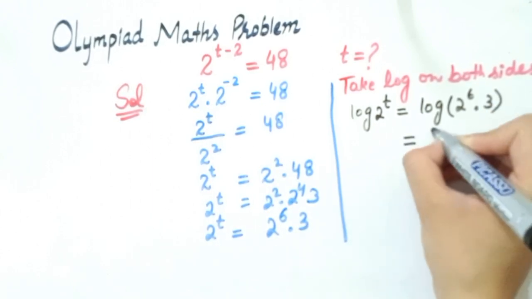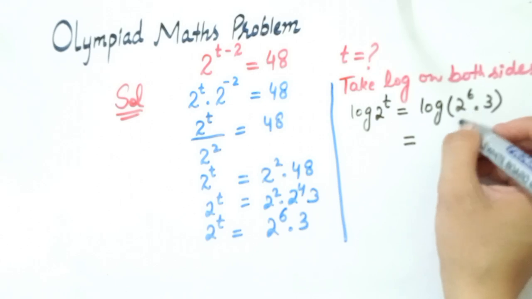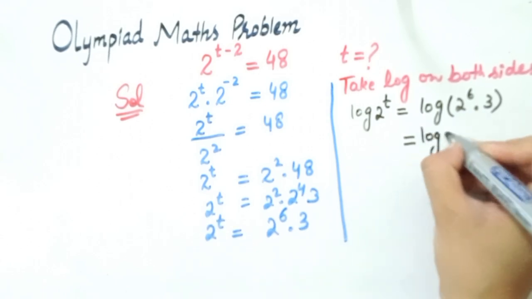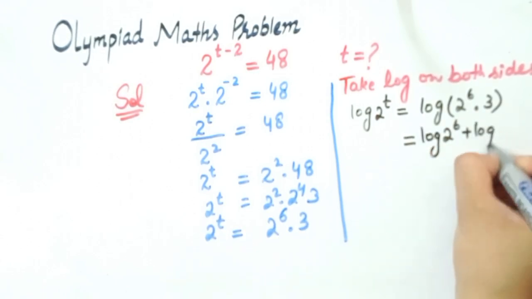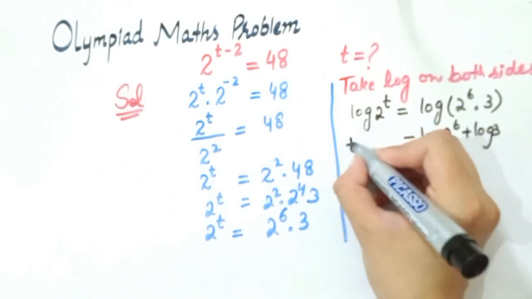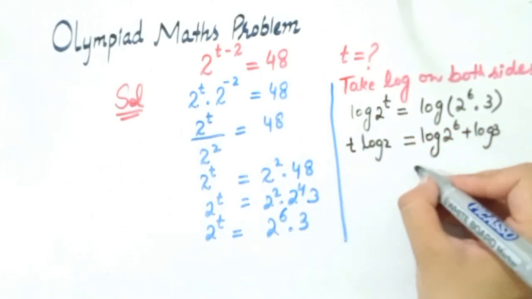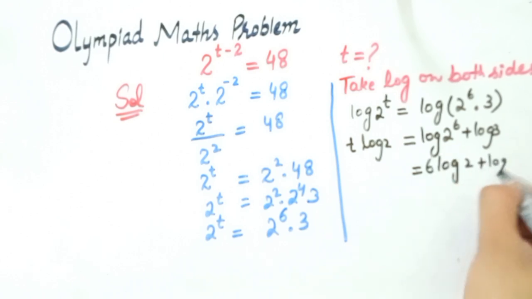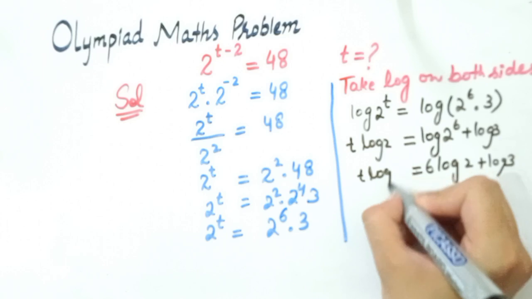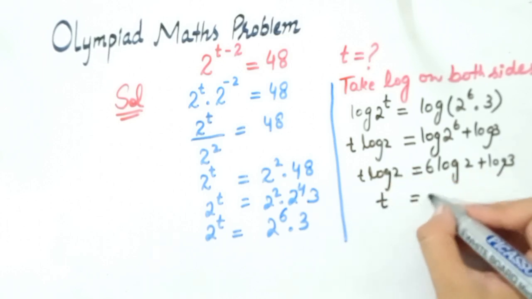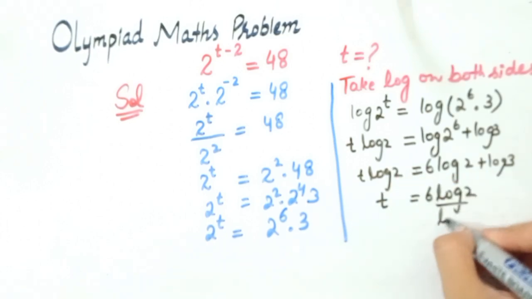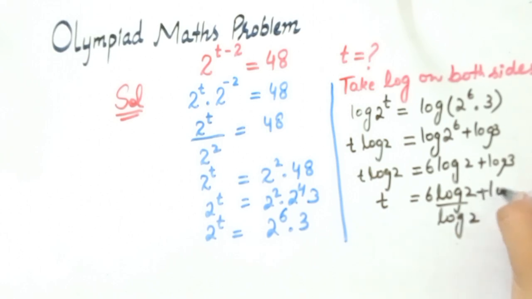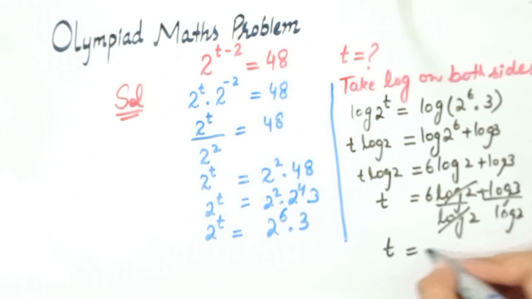Then here two values are multiplied, it means they are added. So log of 2 raised to power 6 plus log of 3. t is in the start, so t log 2. Here the power 6 is in the start, so 6 log 2 plus log 3. Now we will divide this by log 2. So log 2 are cancelled out. So t equals 6 plus log 3 by log 2.